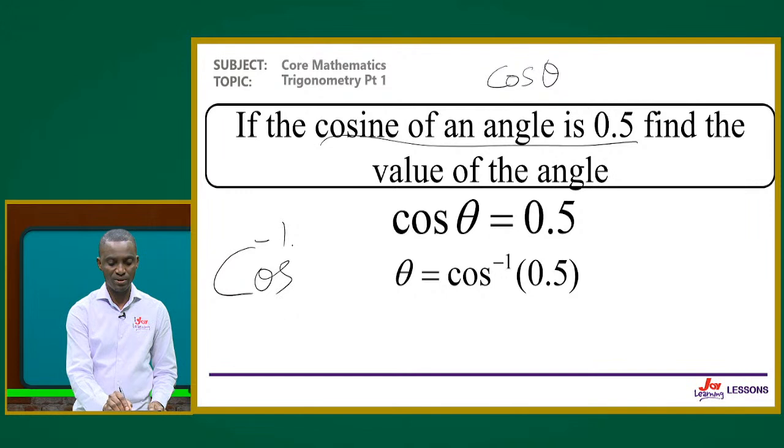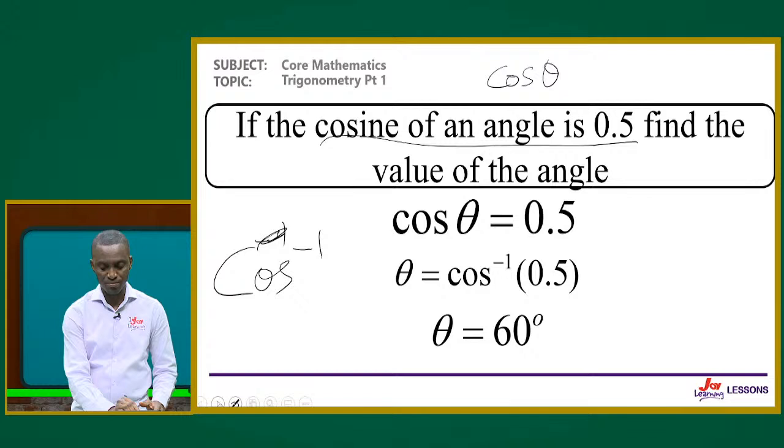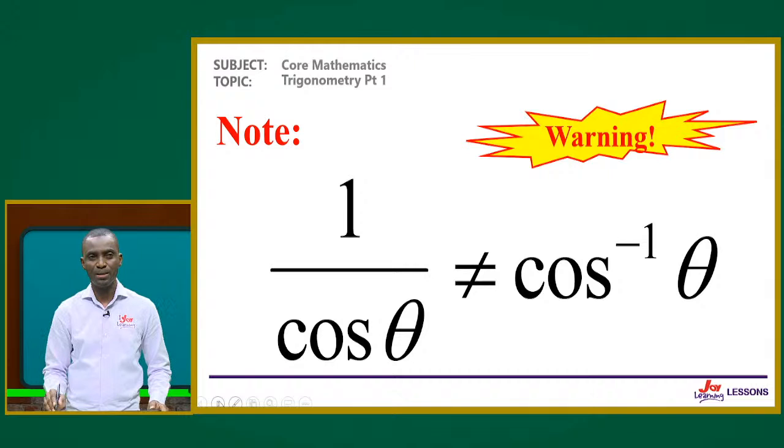Cos inverse, with negative 1 as the exponent. When you type cos inverse of 0.5, your result will come as 60 degrees. So the actual value of theta is 60 degrees. We are going to apply this in solving questions. Okay, let's apply this in solving questions.